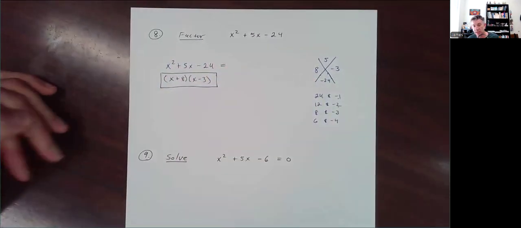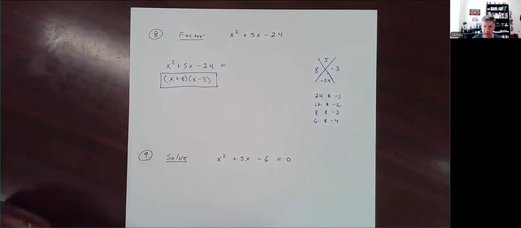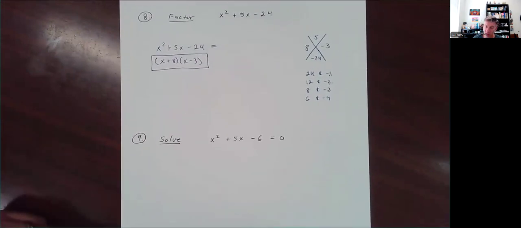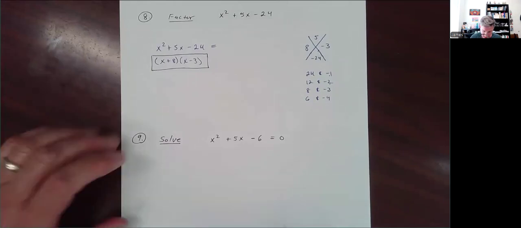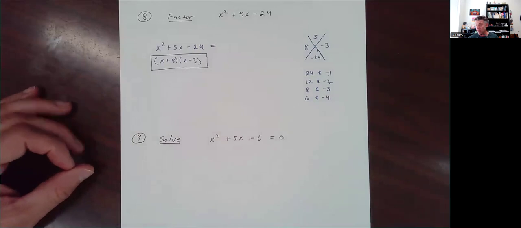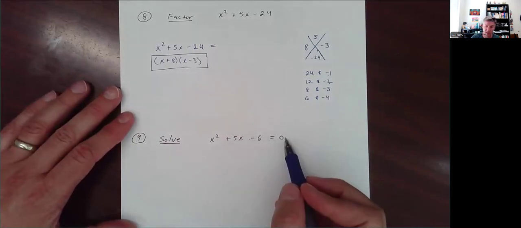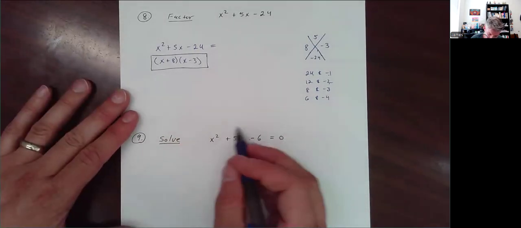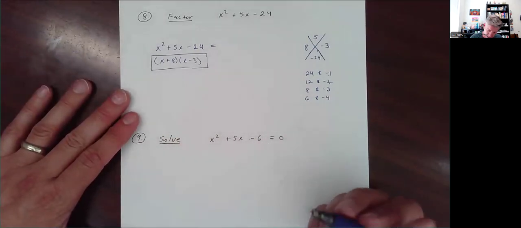Now, just to see a slightly different take on things, we can use factoring to solve a quadratic equation sometimes. So in this equation here, x squared plus 5x minus 6 equal to 0, we definitely want to leave it equal to 0. Adding 6 to both sides and then factoring out an x is not going to help us. So the idea here is to solve this by factoring.